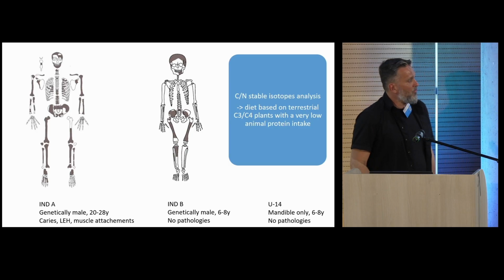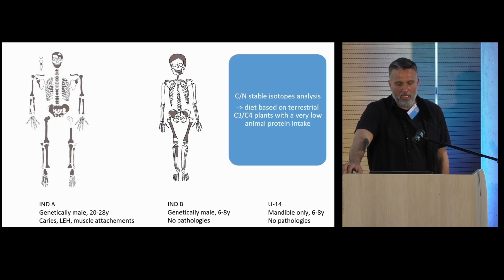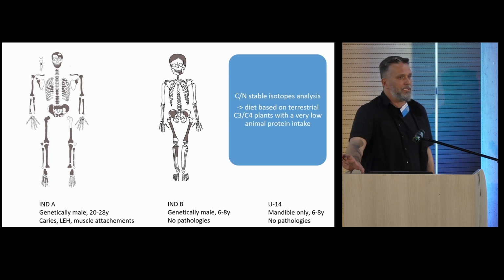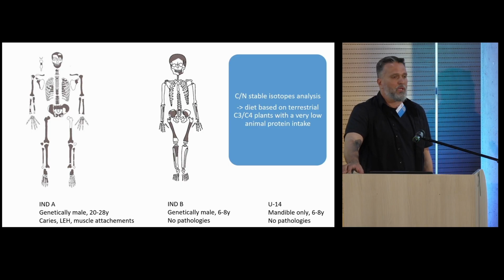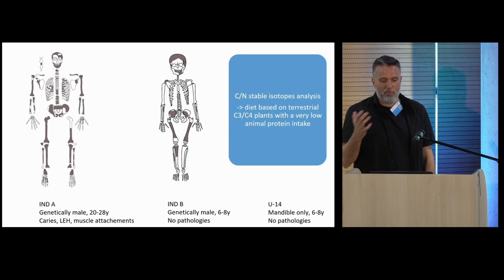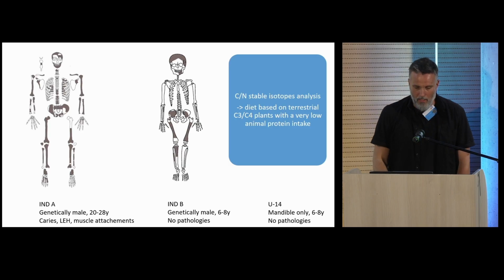Fortunately, in the meantime, we were able to get carbon and nitrogen stable isotope analysis, and it shows that all 3 individuals had almost identical diets. It was a diet based on a combination of terrestrial C3 and C4 plants with a very low intake of animal protein. So basically, they were probably surviving on some kind of local cereals.